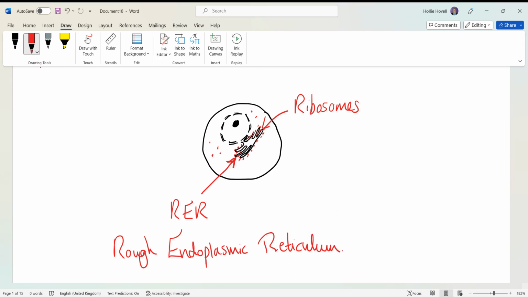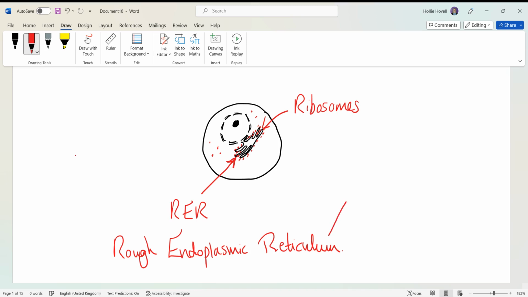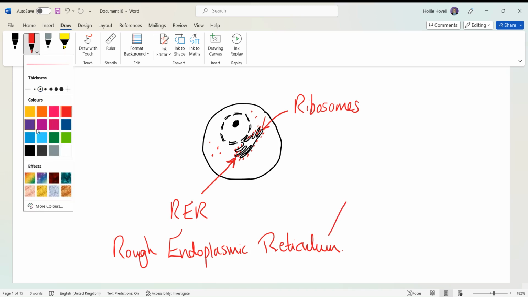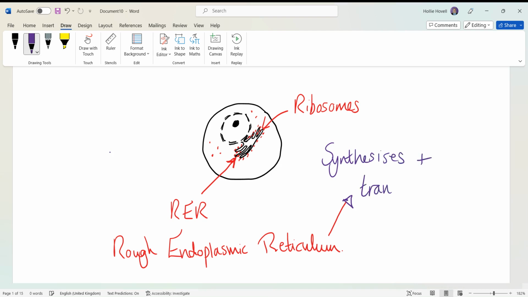Okay, so a little bit about the rough endoplasmic reticulum, or the RER, as you might want to summarize it too, is that it synthesizes and transports proteins. Okay, so in very simple terms, if you need a description of the function, what it does is it synthesizes, which means makes, and transports proteins. So let's look at how it does that.